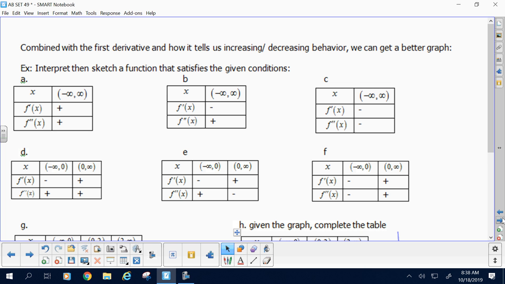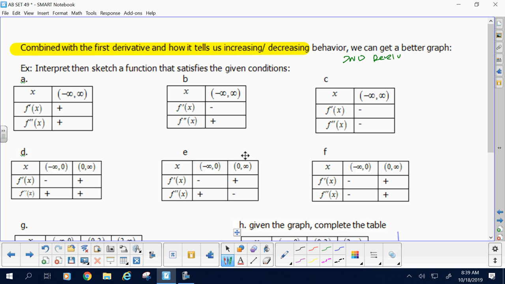This has to do with improved curve sketches. The first derivative tells us increasing or decreasing, and that's great. But we can get a better graph with the second derivative. The second derivative tells us concave up or concave down.